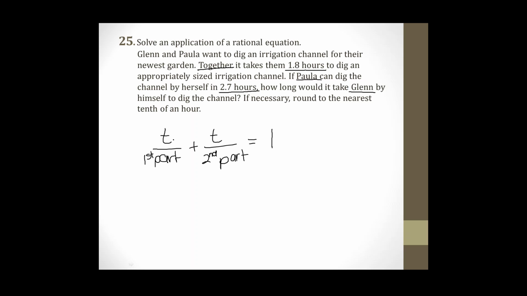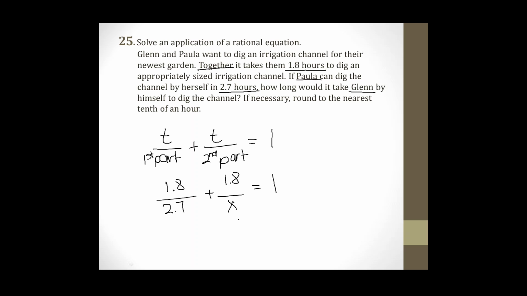So the total time together is 1.8 hours, so T goes as 1.8. Then the first person, I see Paula, who could do this on her own in 2.7 hours, so that goes right here. Then again the same total time together, and the part that Glenn could do, we don't know, so we use the variable x, and all that equals the one complete job. So the setup is complete. Now what's left to do is solving it.